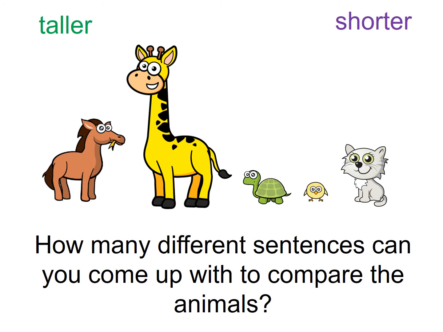Right, how many different sentences can you come up with to compare these animals? So your keywords are taller and shorter. We've got a horse, a giraffe, a tortoise, a bird and a cat. So remember, you're talking about the height here because they're all stood up. So it's about how tall or short they are compared to each other. So for example, you might say the giraffe is taller than the horse. Take some time and pause the video and come up with some different sentences to compare the animals.